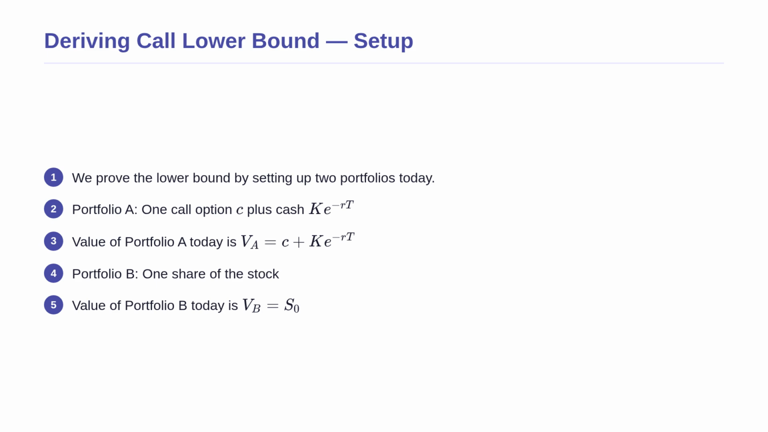So the total value of portfolio A today is the call option price, C, plus that cash amount. We put this cash in a risk-free bank account, so it will grow over time. Portfolio B is much simpler. It consists of just one share of the stock. Therefore, the value of portfolio B today is simply the current stock price, S0.